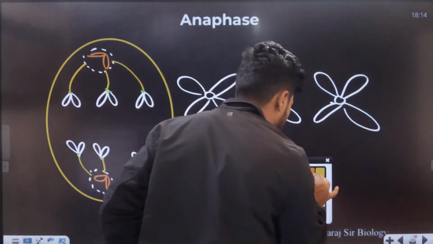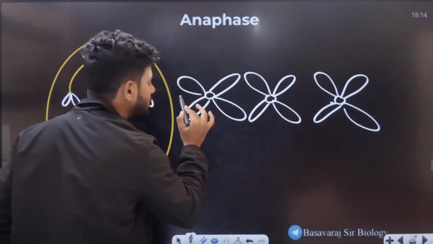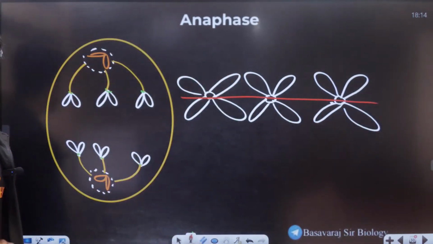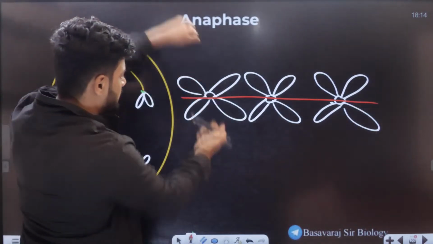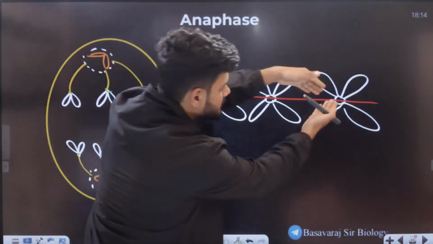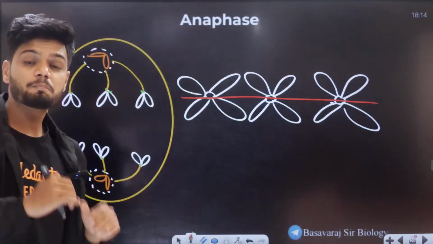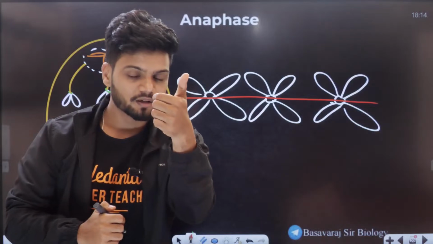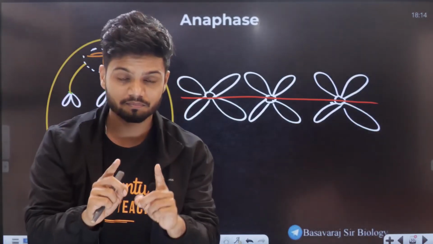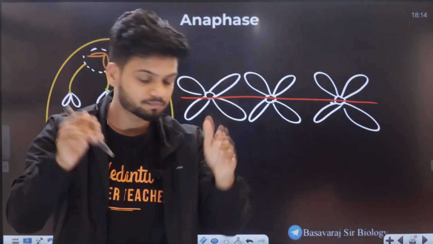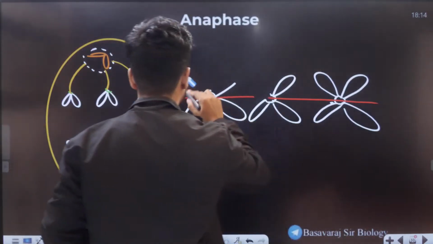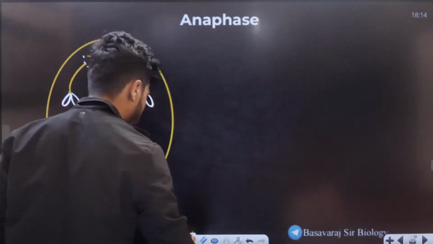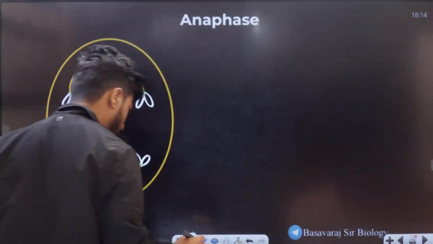Now what happens here is the entire centromere splits. This centromere is splitting. When that split is happening, the centromere is splitting apart, the chromatids are moving apart. So what happened here is the entire centromere split open.